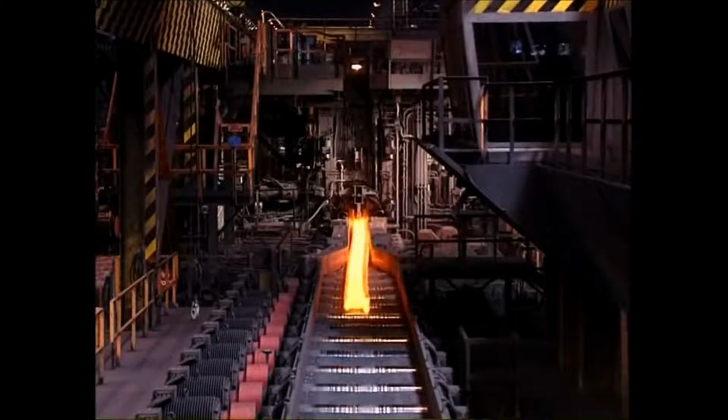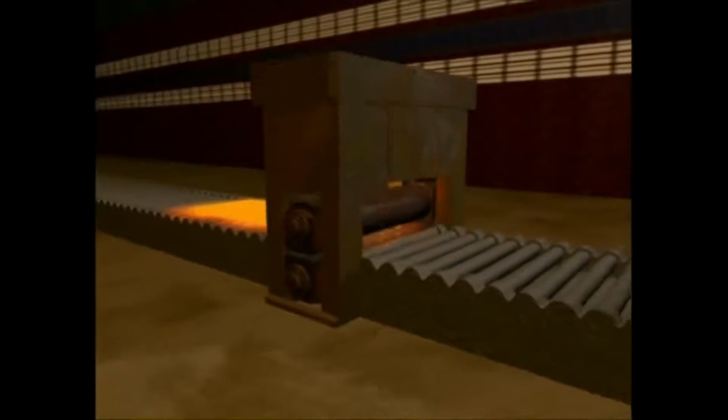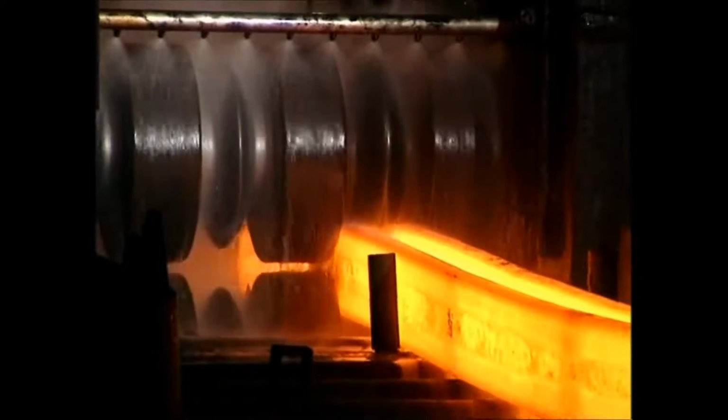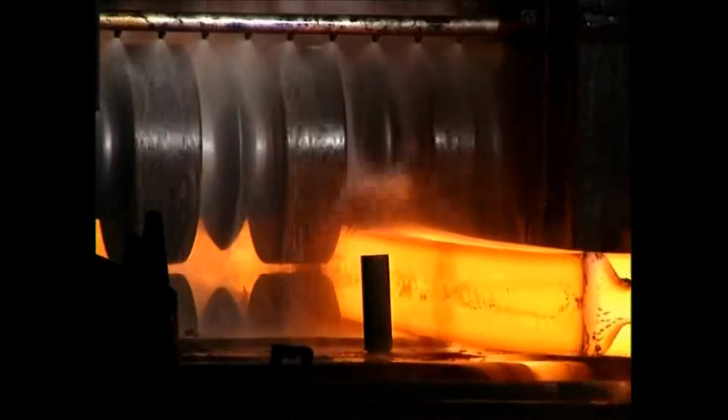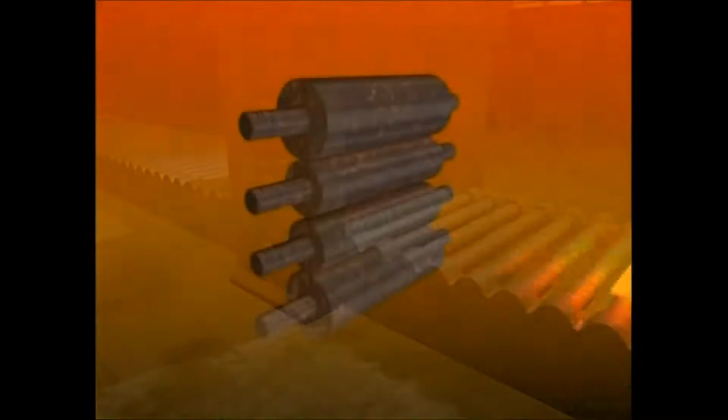Mill stands have various roll arrangements depending on what product is being rolled. The simplest arrangement is a two-high stand, and these are mainly used for long products, such as sections, piling, rails and rod rolling. For light sections and bars, three-high stands are sometimes used, with the steel passing one way through the bottom gap and back through the top gap.